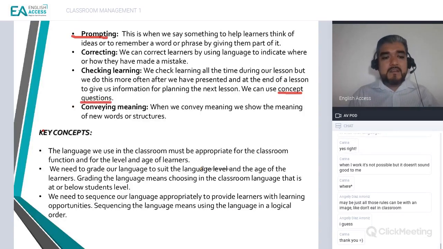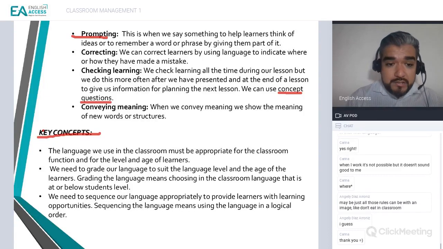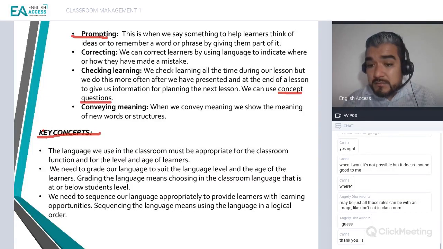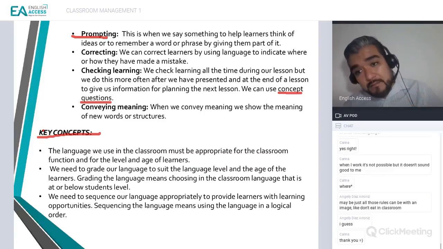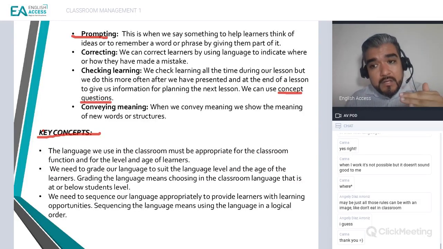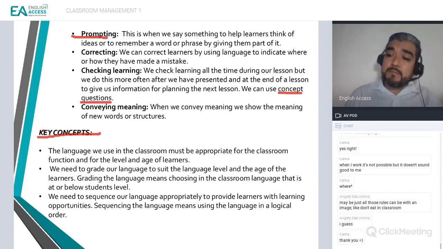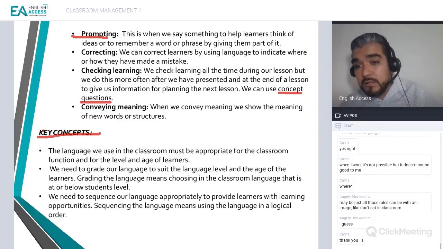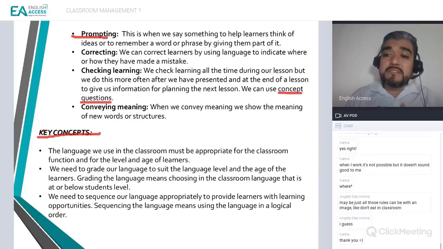Let's get going. Key concepts about these functions. The language we use in the classroom must be appropriate for the classroom function and for the level and age of learners. So you need to pay attention to the level of your student and the age of your student. You need to grade your language. You need to speak probably softer, probably slower. The most important is that you are understandable, that your students understand you. We need to grade our language to suit the language level and the age of the learners.